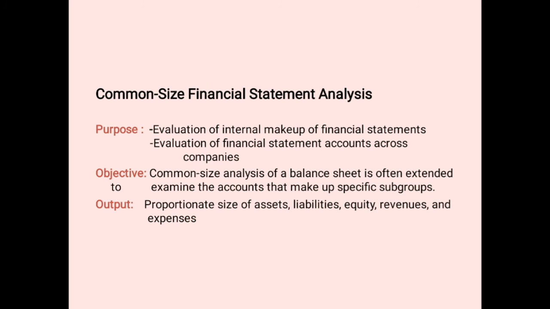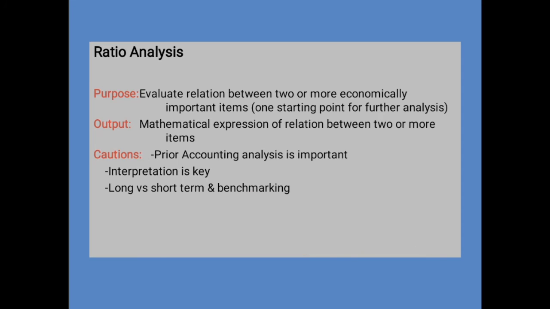And then the second analysis is common size financial statement analysis. The purpose of common size financial statement analysis is, the first, evaluation of internal makeup of financial statement, and the second is evaluation of financial statement accounts across a company. The objective of common size analysis of a balance sheet is often extended to examine the accounts that make up specific subgroups. And what is the output? The output is the proportional size of assets, liabilities, equities, revenues, and expenses.